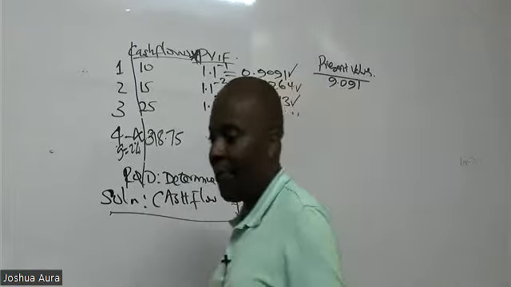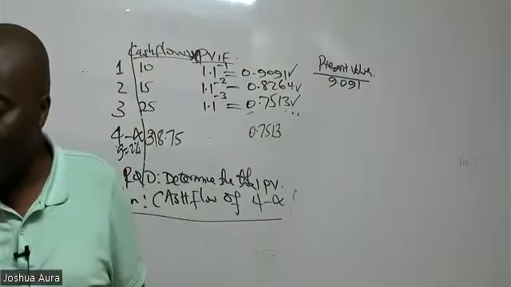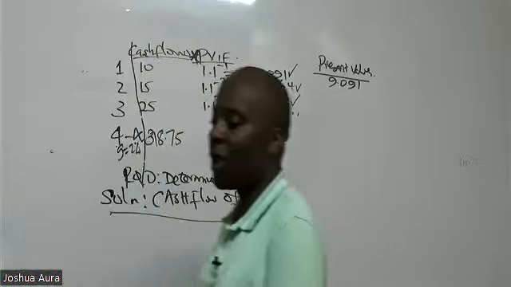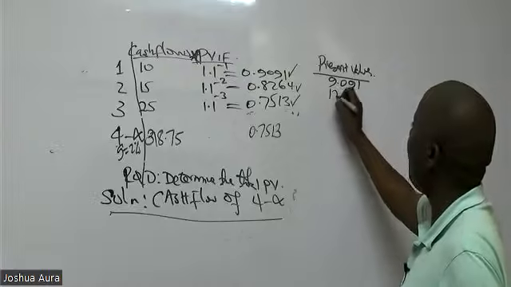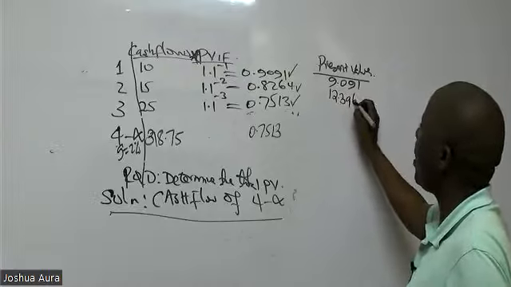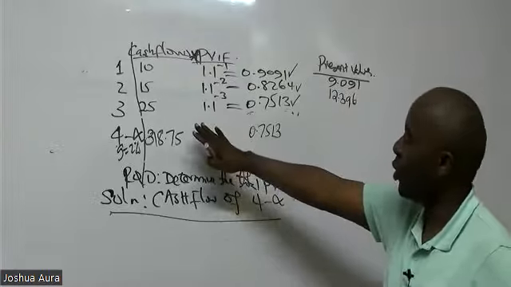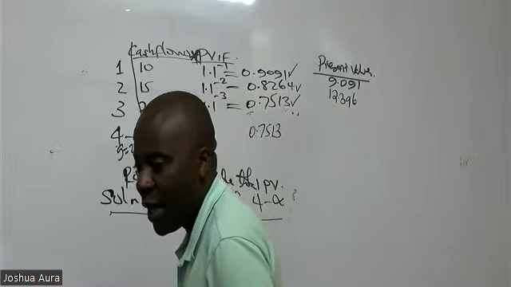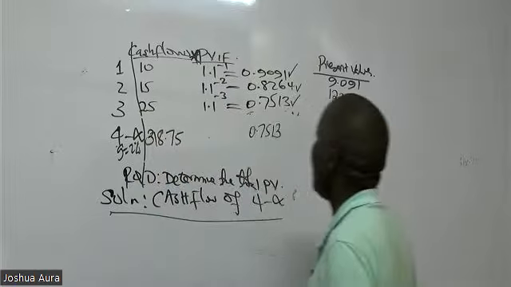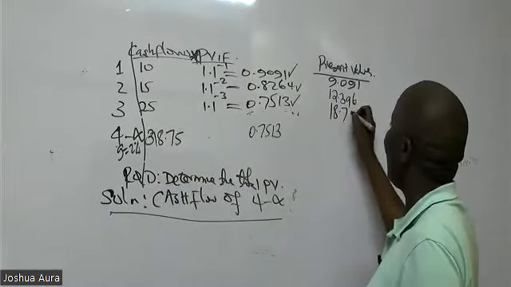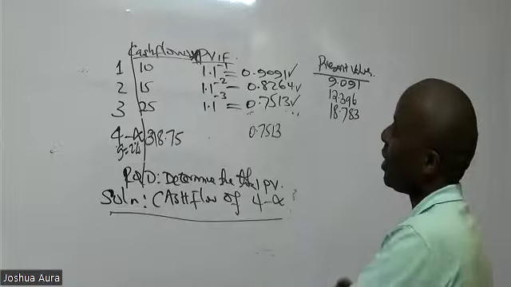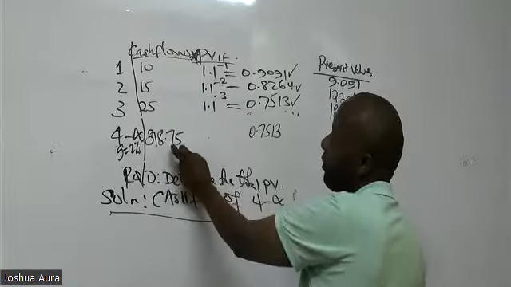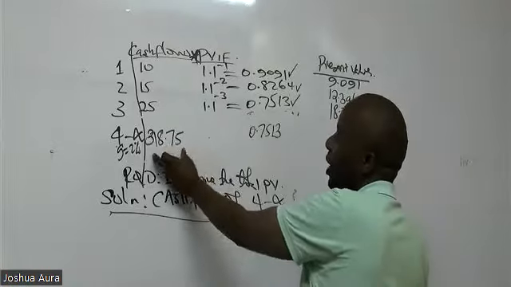And then the second one will be 15 times this. 15. Please ensure you're asking questions without fearing. 12.396. Thank you very much. And then we have year 3, which is 25 times this. So we have 25, 18.783. And then lastly, we have now this 318.75 times this.